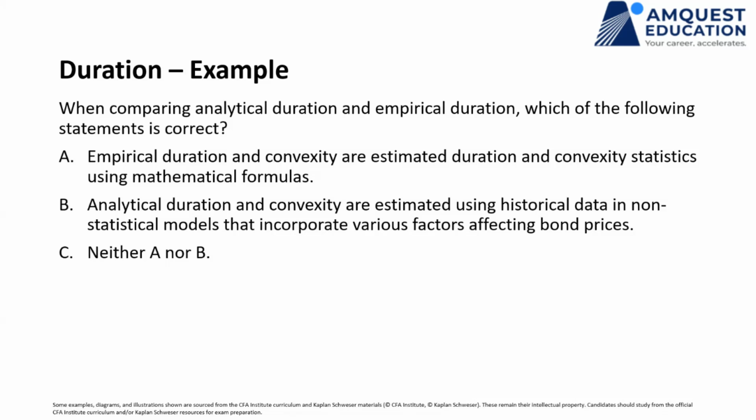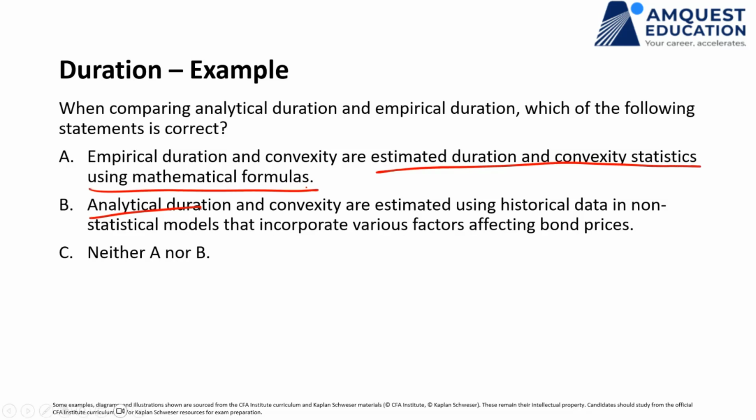When comparing analytical duration and empirical duration, which of the following statements is correct? Empirical duration and convexity are estimated duration and convexity statistics using mathematical formula. Analytical are estimated using historical data in non-statistical models. So both of them are actually incorrect. They are reversed. Analytical is based on estimation of duration and convexity using formulas.